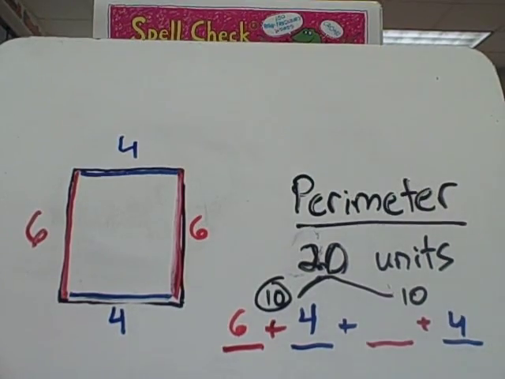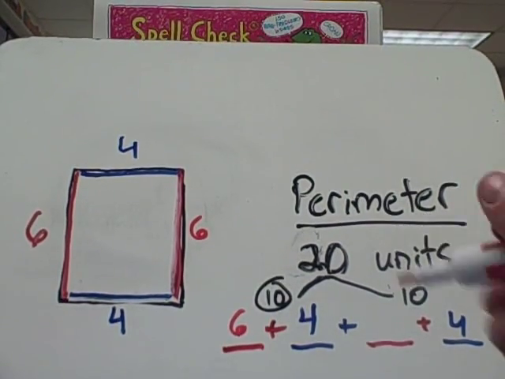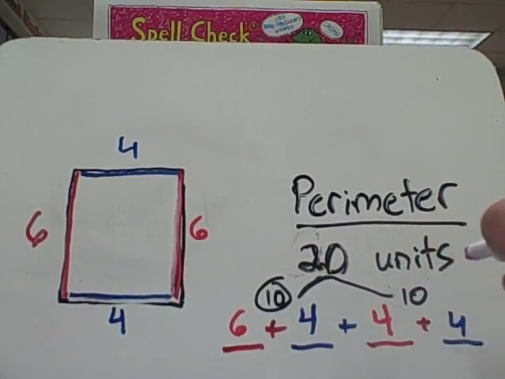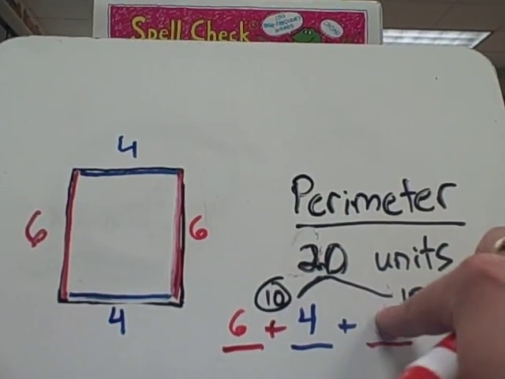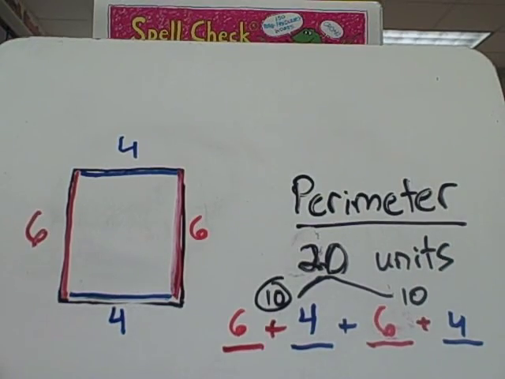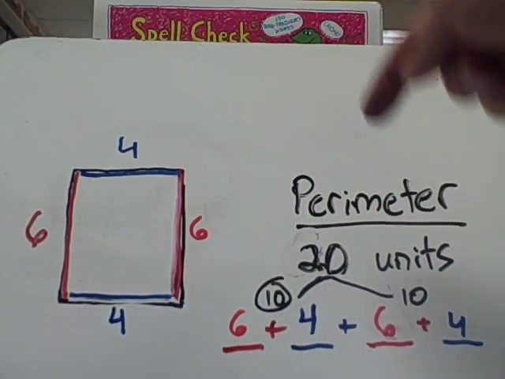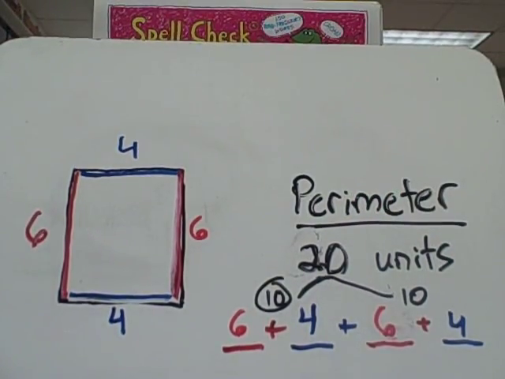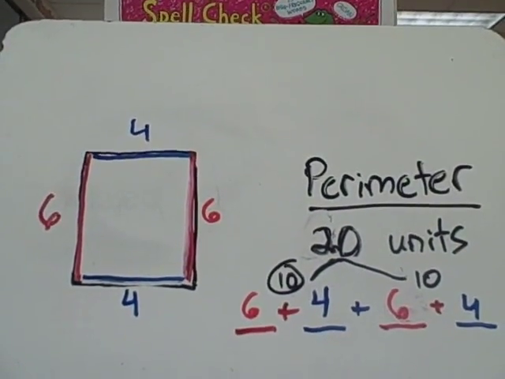So that's a real quick trick in finding missing side lengths. And you can use that for any rectangle you're working with. As long as you have the perimeter and as long as you have one side's length, you can find the other 3 missing side lengths. I hope that helps.